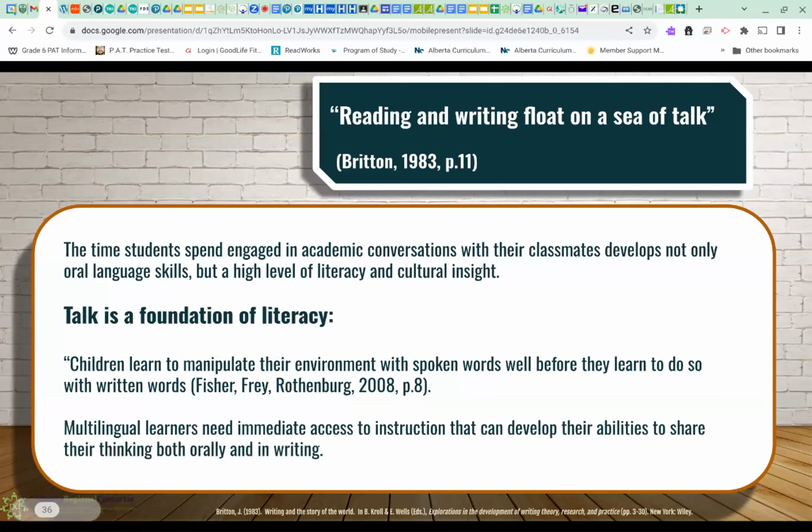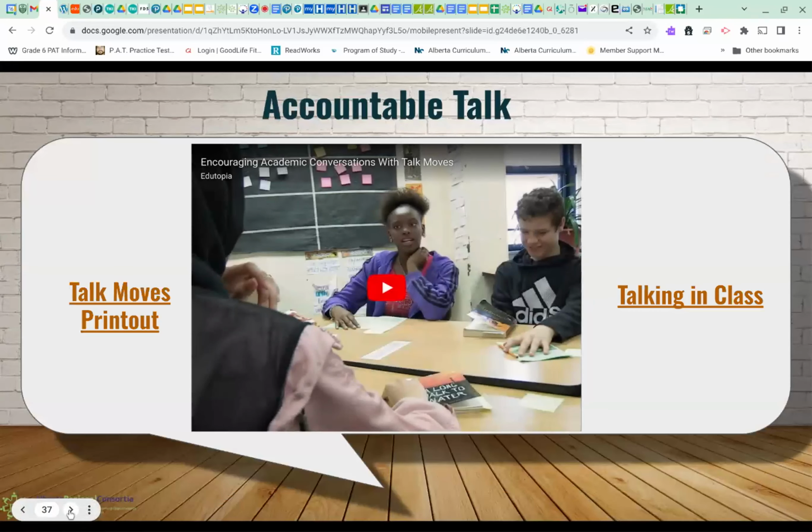And so our EAL students, they need immediate access to instruction that can develop those abilities to share their thinking, both orally and in writing. And we're going to talk about a few ways to do that. So that's some of the work from Fisher and Frey. I'm not going to take much time because I have a video at the end, and I've already taken some of your valuable time with my computer techno failure.